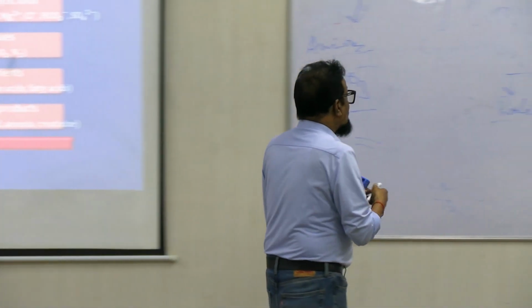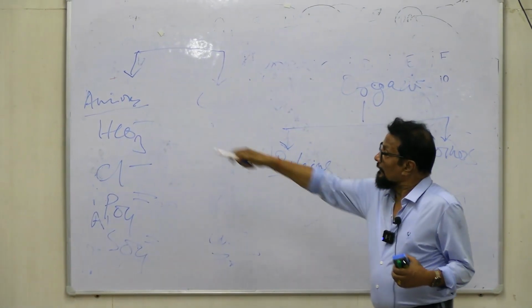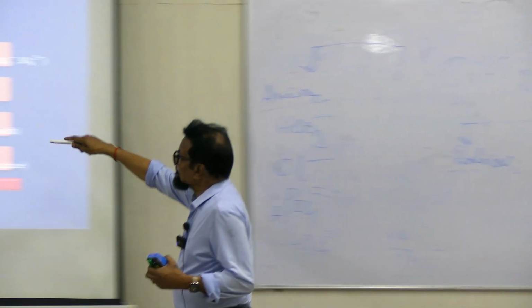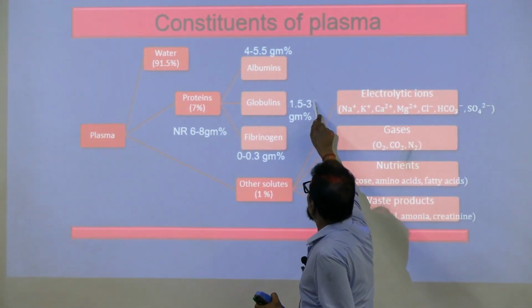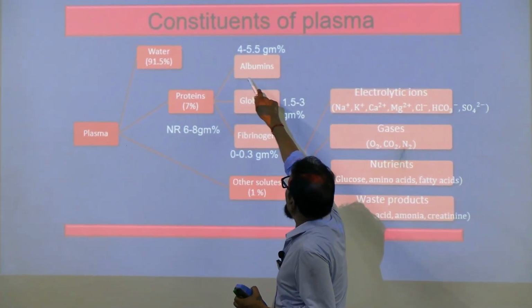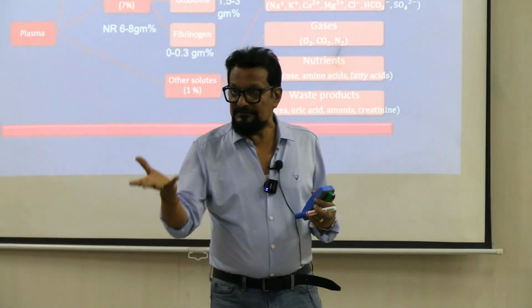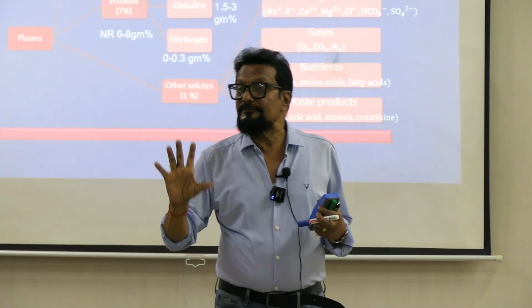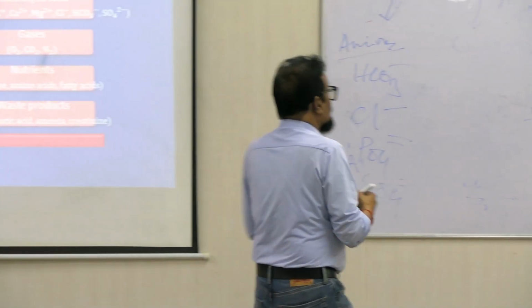Among the others, you have to remember these ranges: 0 to 3 gram %, 1.5 to 3 gram %, 4.5 to 5 gram %. In the exam you will be asked what is the normal range of these values. Okay, next, what are the other compounds?